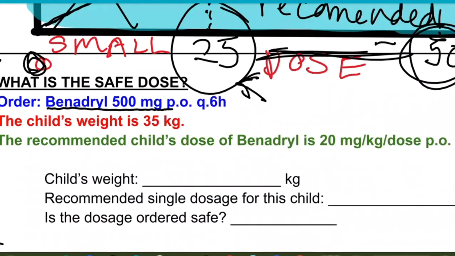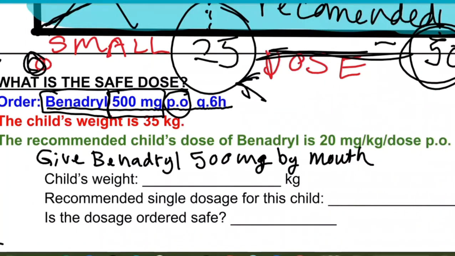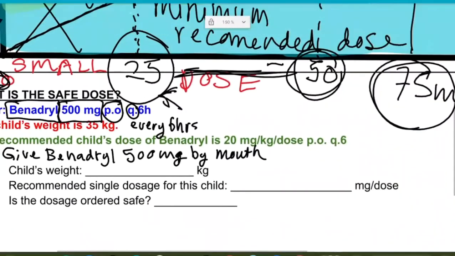Benadryl 500 milligrams PO Q6H. That would mean I got Benadryl. So give Benadryl. Give them 500 milligrams. And then remember, PO means by mouth. And then Q means every. And then 6H means 6 hours. So the phrase would be, give Benadryl 500 milligrams by mouth every 6 hours.